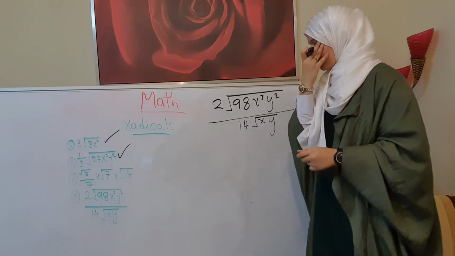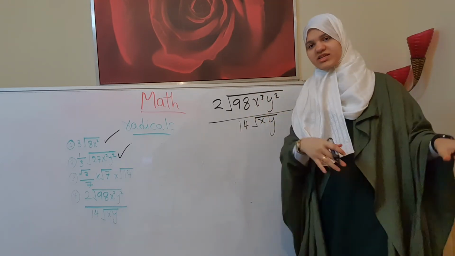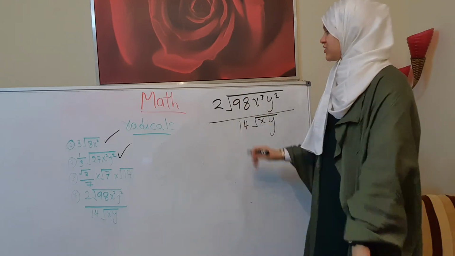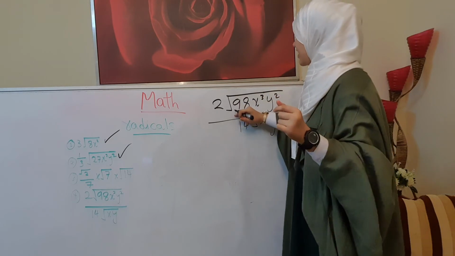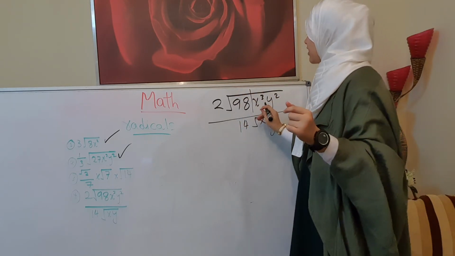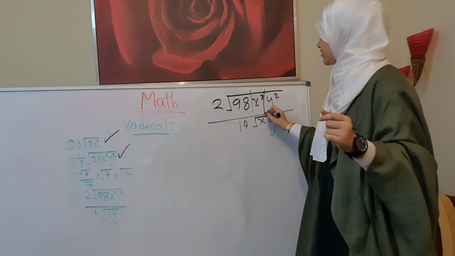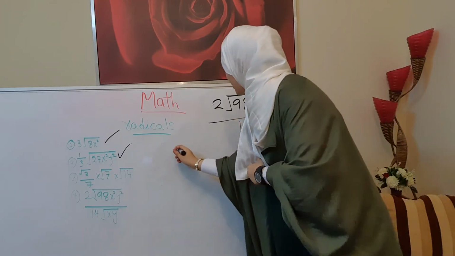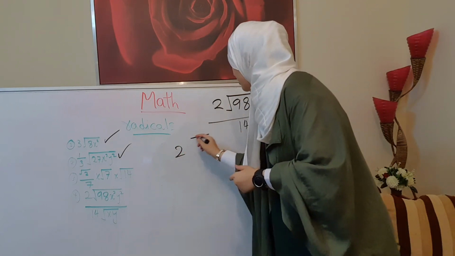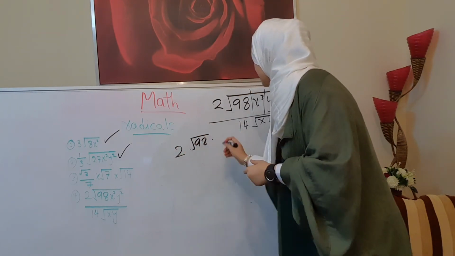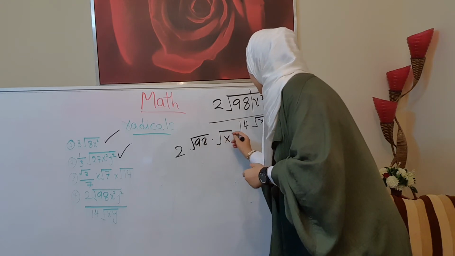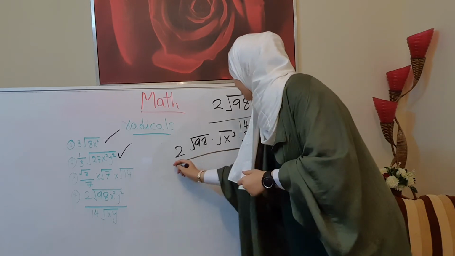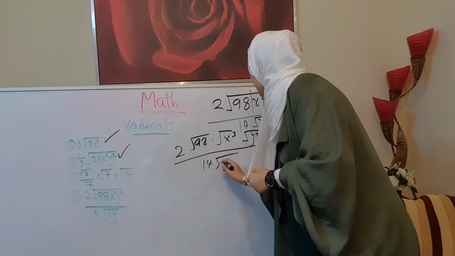Okay? So first thing, we will use the rule of radical AB is equal to radical A times radical B. So what we will do now, radical 98 will be alone, radical x cubed will be alone, radical y squared will be alone. So now we'll make 2 outside. Now radical 98 times radical x cubed times radical y squared over 14 radical xy.